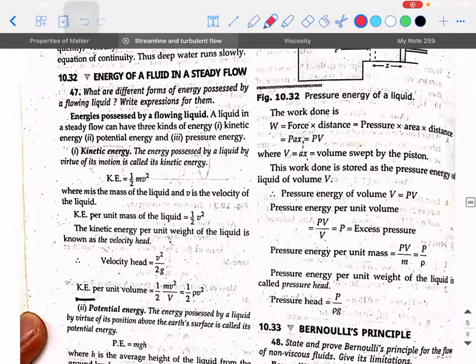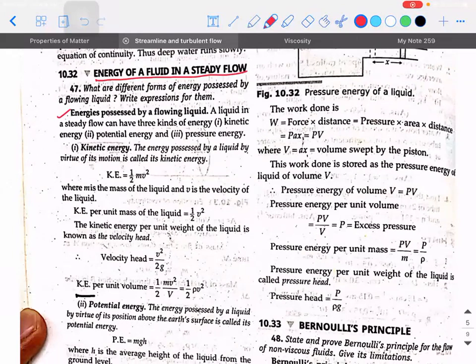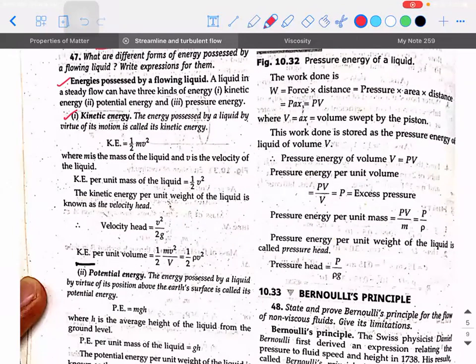Then we will be discussing certain terms related to energy of a fluid in steady flow. There are different energies that are possessed by the liquid. One is called kinetic energy, the second is potential energy, and the third is called pressure energy. Okay. So first one is kinetic energy. What is it? It is the energy possessed by the liquid by virtue of its motion. That's what we call kinetic energy. That's given by the expression half mv square.